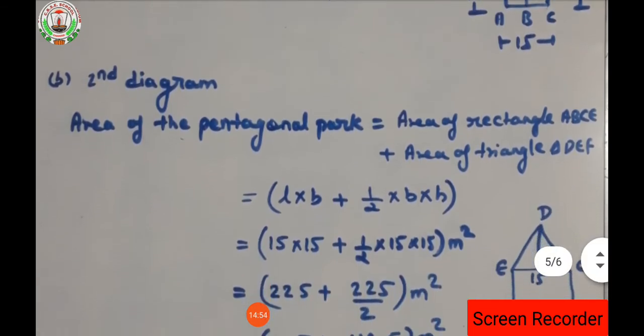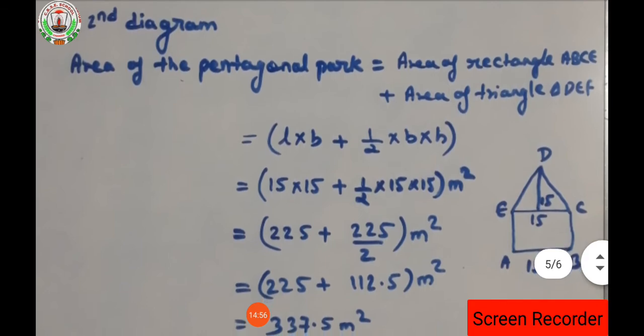So look, the figure for Kavita is a little bit different. The area of the pentagon park is equal to the area drawn by Kavita. It is drawn in the shape of a rectangle, and one of the shapes is in the form of a triangle. But what Jyoti did, she drew it in the shape of a trapezium.